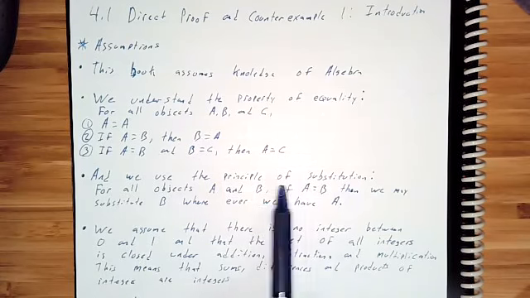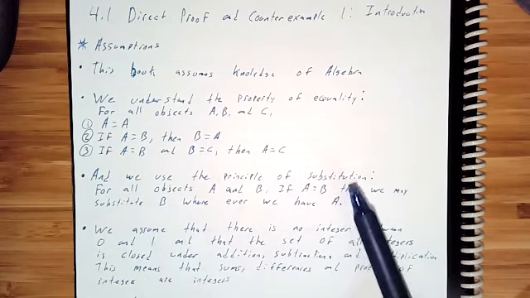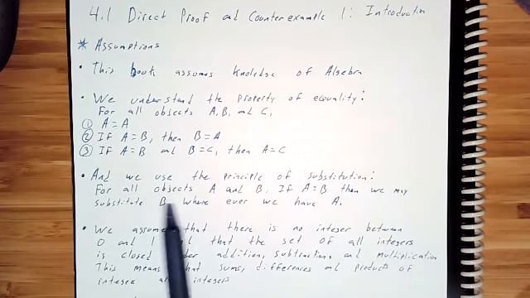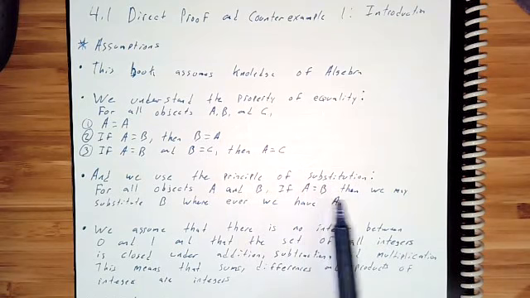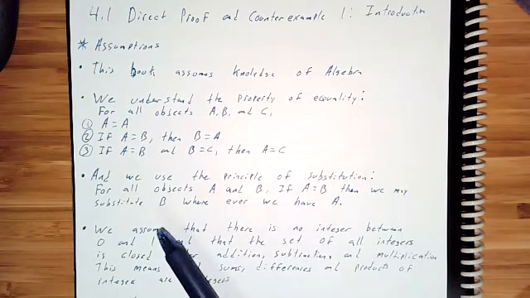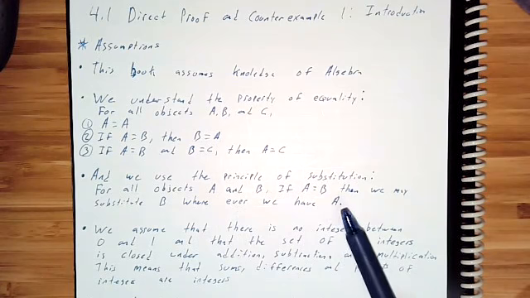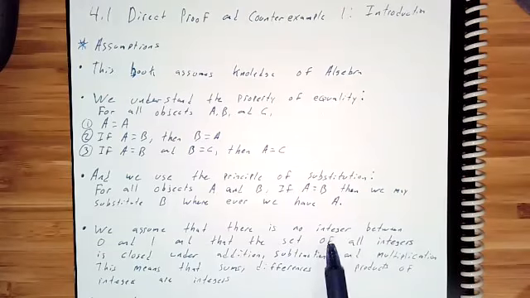And we use the principle of substitution. So we assume that you understand substitution. So for all objects A and B, if A is equal to B, then we may substitute B wherever we have an A, right? And we've done that. I'm sure you've done this back in basic algebra, doing substitution or plugging in a number, that kind of stuff. We also assume that there is no integer between 0 and 1. So if you have an interval from 0 to 1, these are the only integers, right? The next integer would be 2.